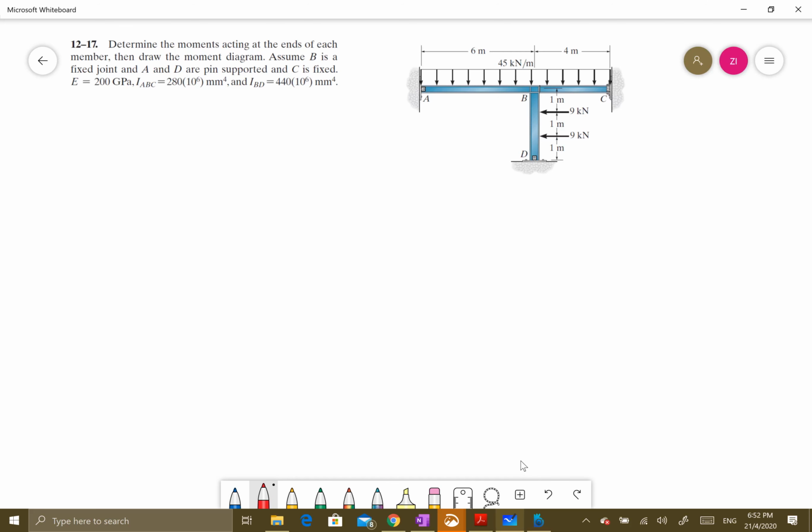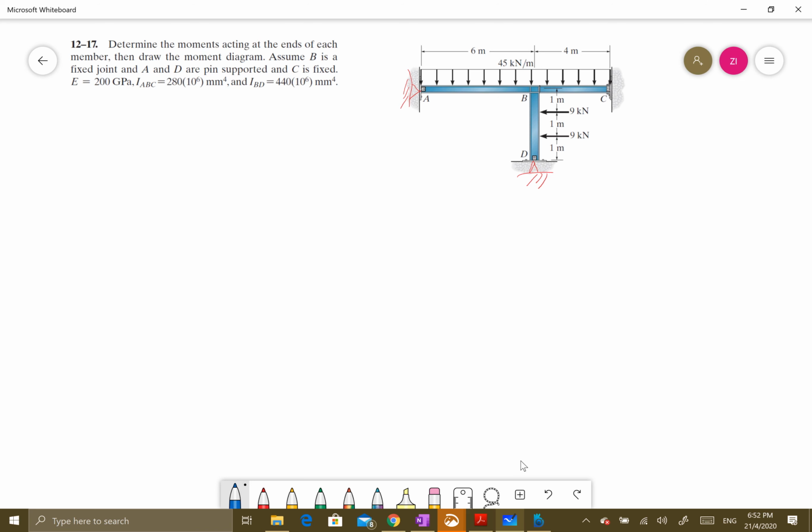and if you see, joint A is pin. Okay, so I just want to draw it like this. A and B is pin and C is fixed. Okay, and in this problem the EI is not constant. So if you see I for ABC is 280 and I for BD is 440. Okay, so how do we solve this problem?